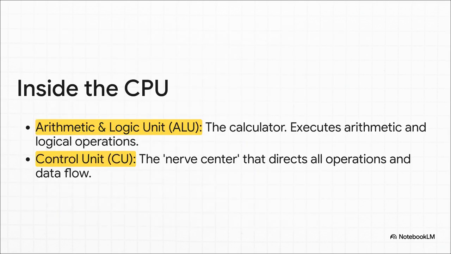But the CPU isn't just one single thing. It's really two key players working together. First, you've got the Arithmetic and Logic Unit, the ALU. This is the computer's powerful calculator, handling all the math and all the logical comparisons. Then you've got the Control Unit, or CU. Think of it like a traffic cop or the central nerve center. It doesn't do the math itself, but it directs the flow of information across the entire computer, telling the ALU, the memory, and everything else what to do and exactly when to do it.